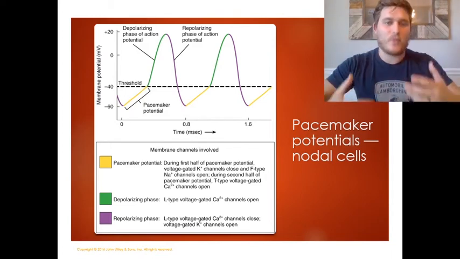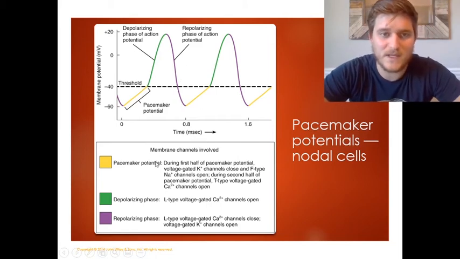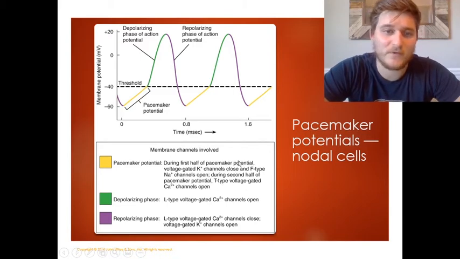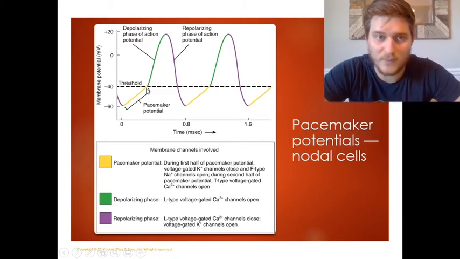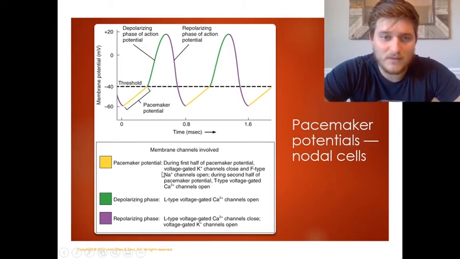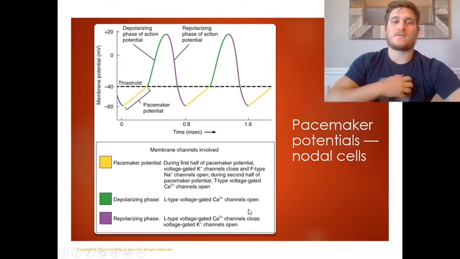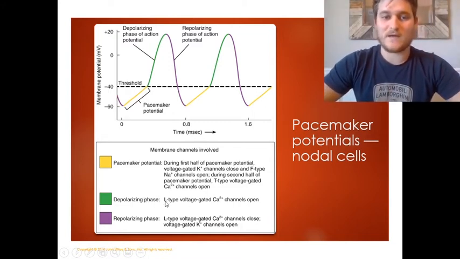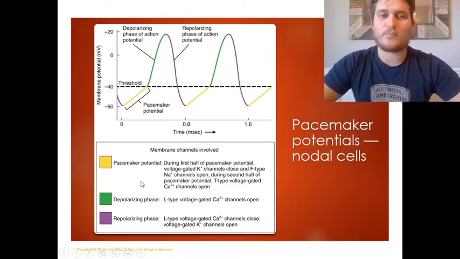going to happen quicker. During that pacemaker potential, in the first half, potassium channels close and voltage-gated sodium channels open, and then during the second half, T-type voltage-gated calcium channels also open. Once we reach threshold in that nodal cell, L-type voltage-gated calcium channels are going to open. We get the depolarization of these nodal cells, followed by a repolarization.